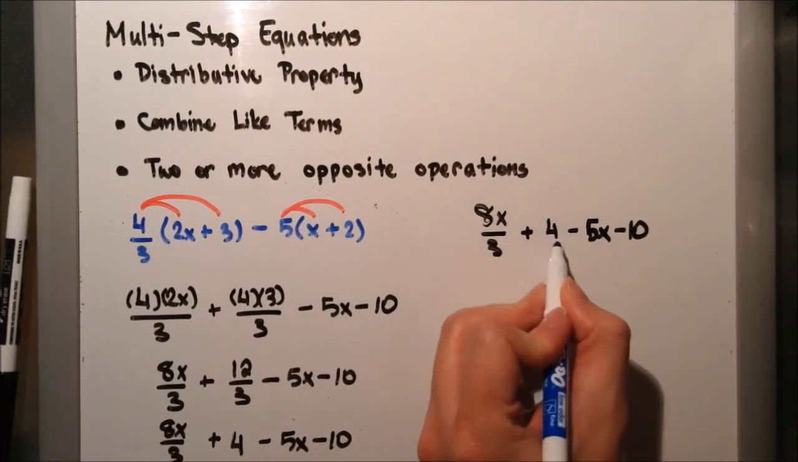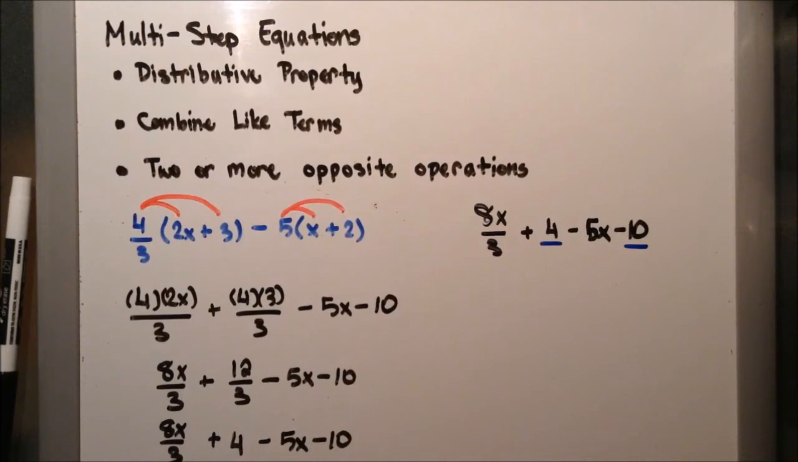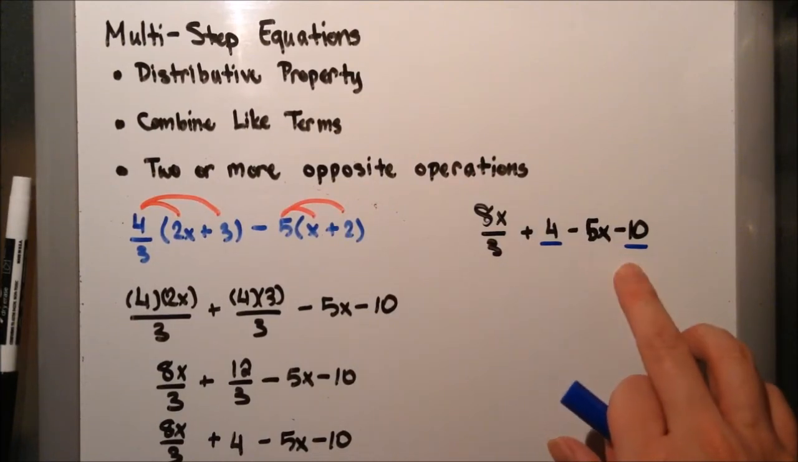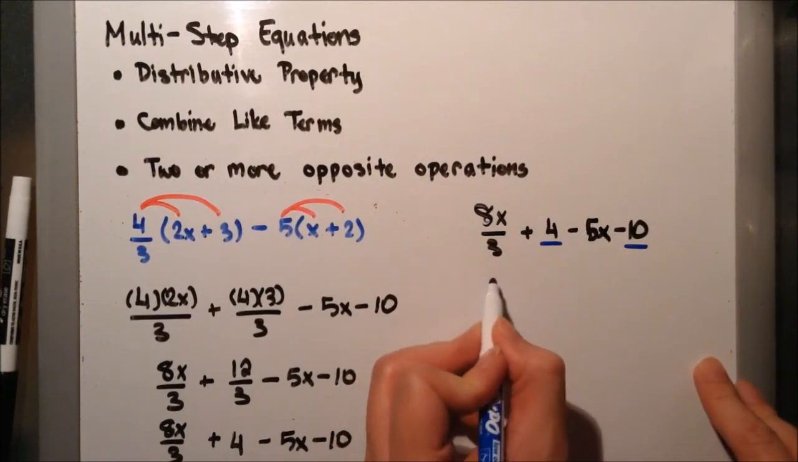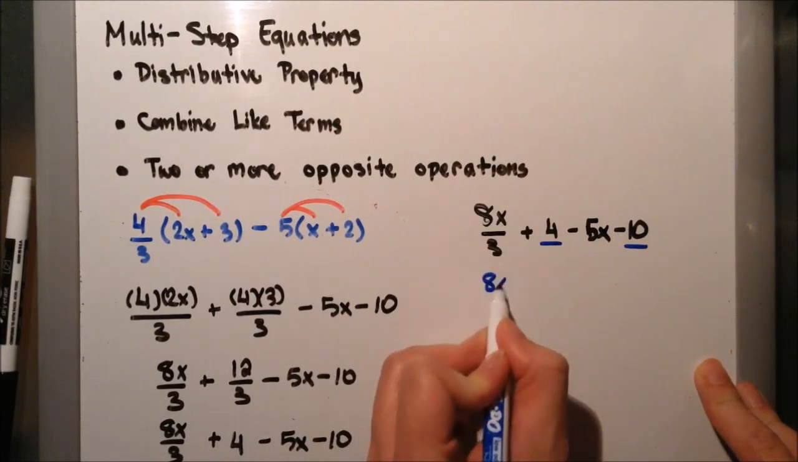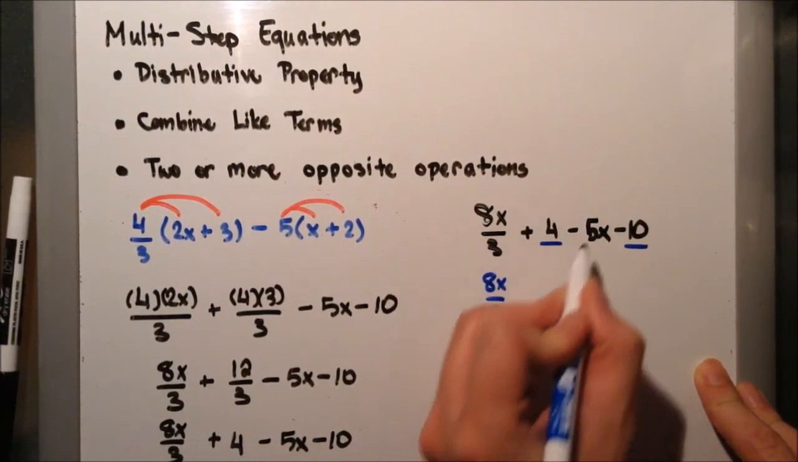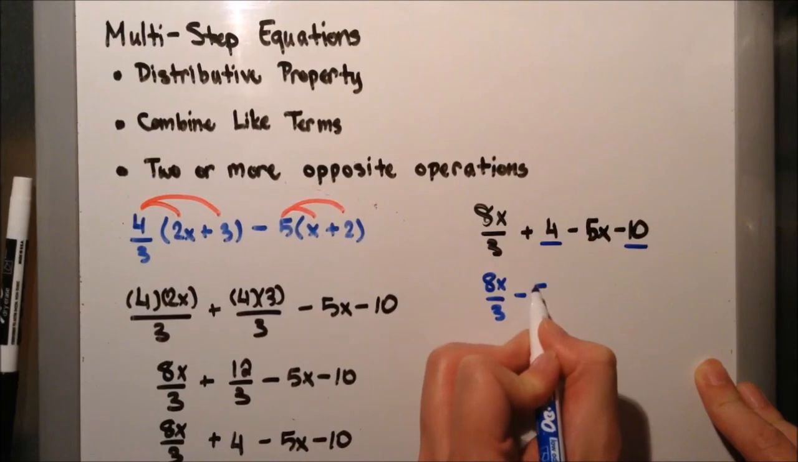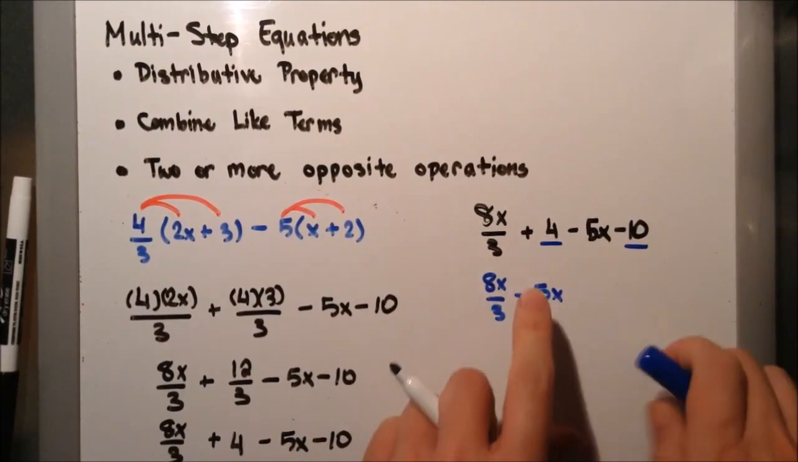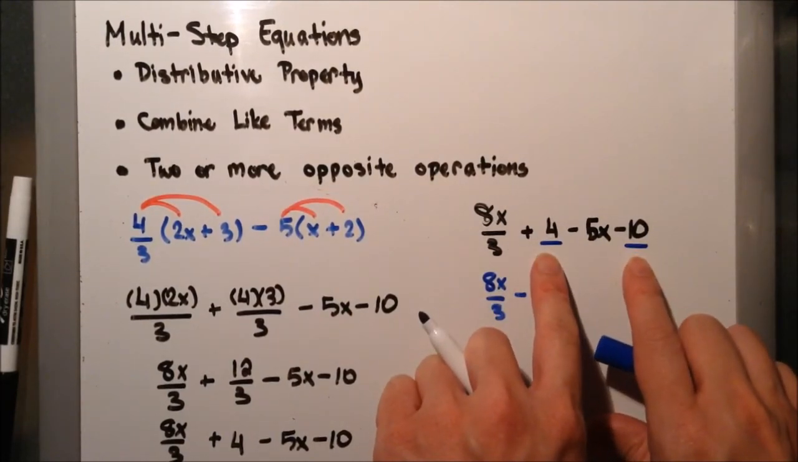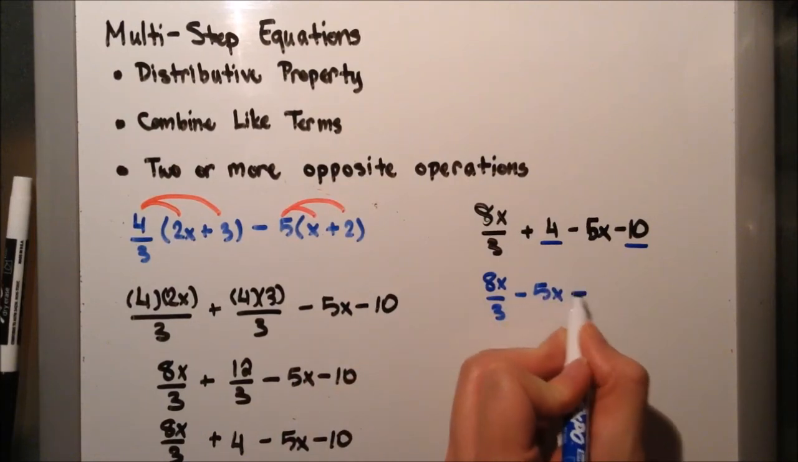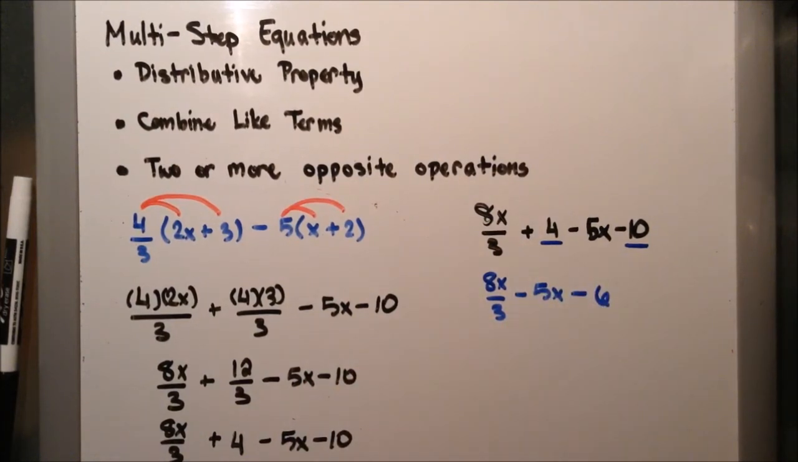Alright, so what I'm going to do is combine the numbers. So what we're going to have is 4 minus 10. I'm going to keep the variables separate, so 8x over 3 minus 5x. Next, I'm going to combine positive 4 with negative 10. That's going to be negative 6. Alright, we're almost finished. Now here, we're going to combine the variables together.